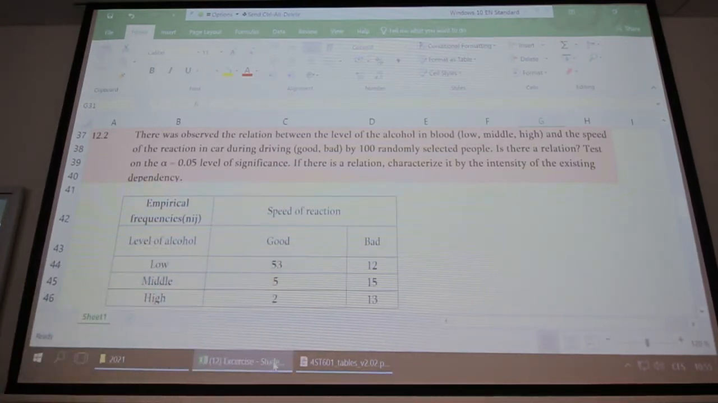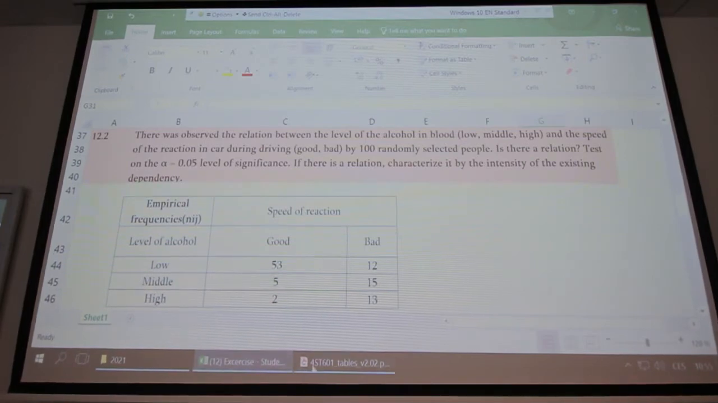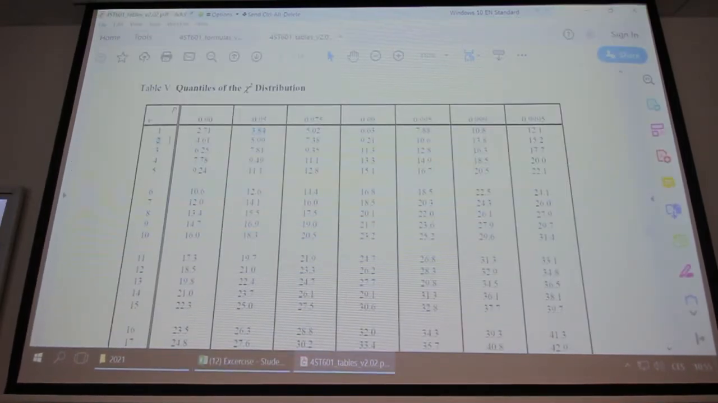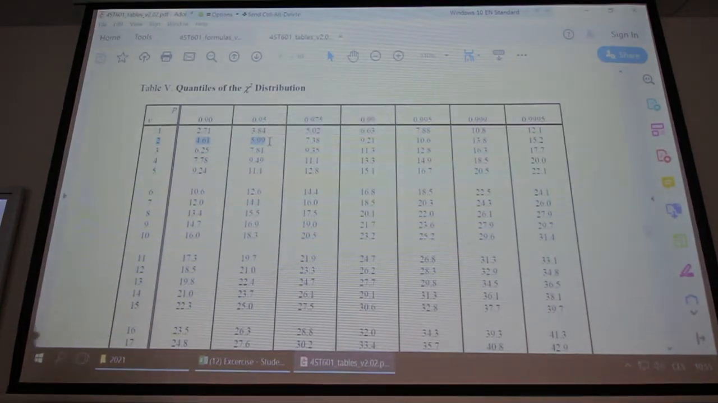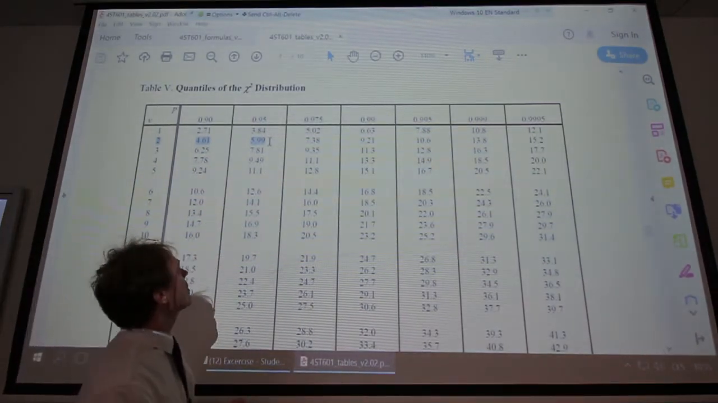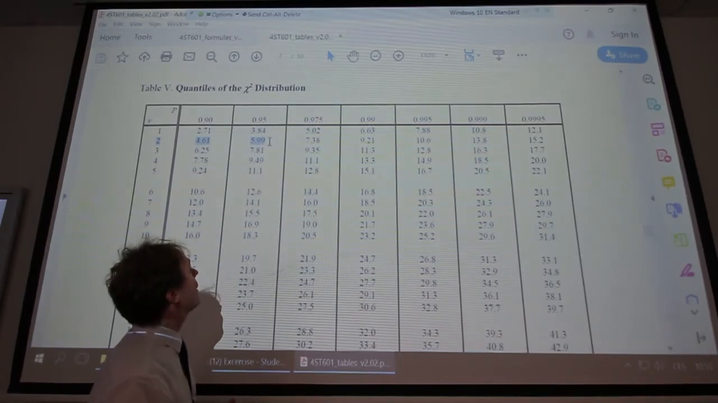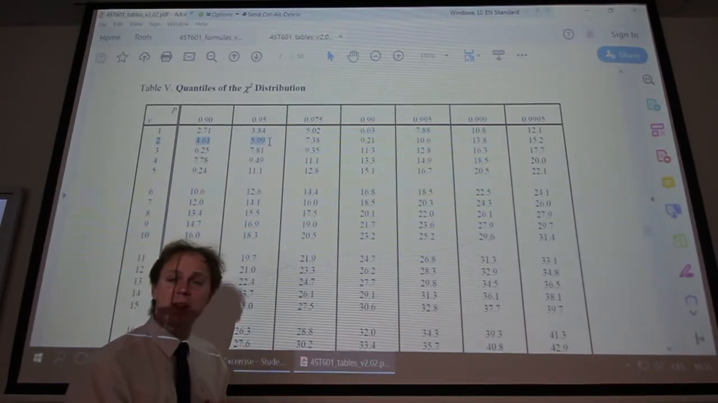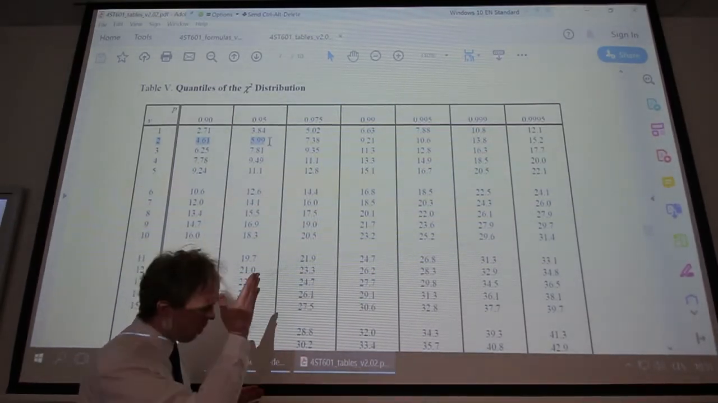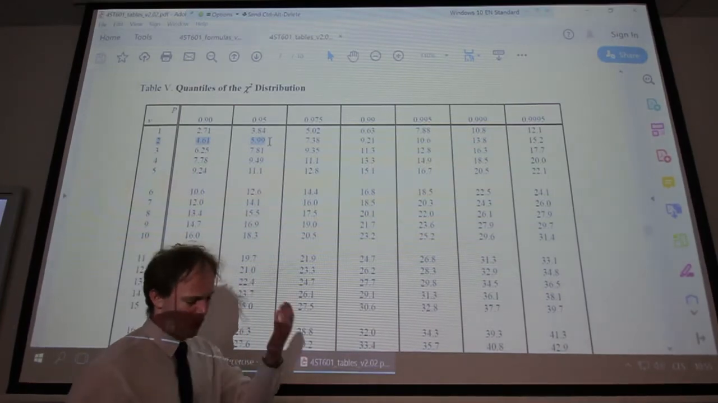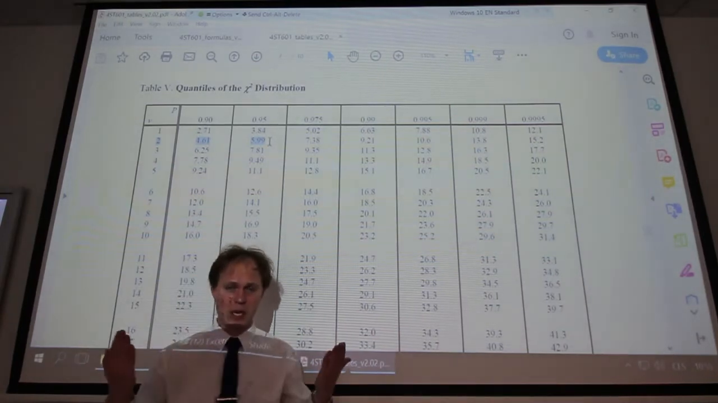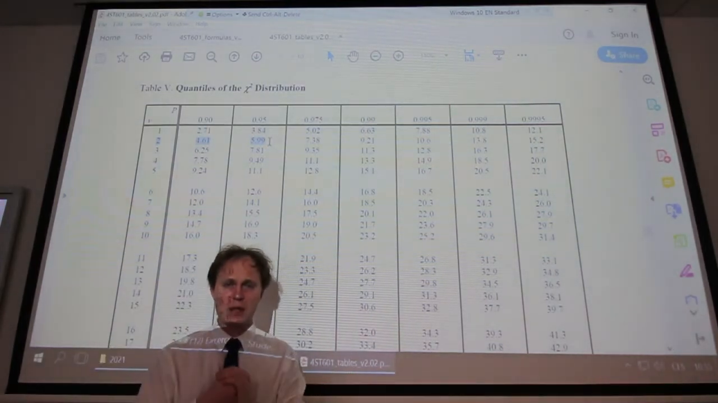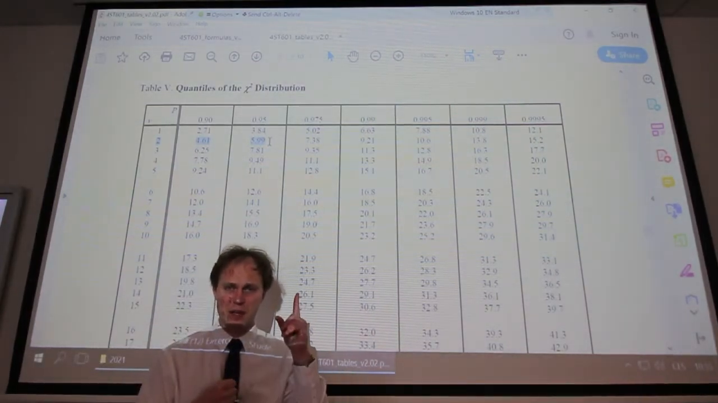So we can check our tables, and you can see that for 2 degrees of freedom the quantile is equal to 5.99. So if our value of G is higher than 5.99, the zero hypothesis will be rejected at the 5% significance level.